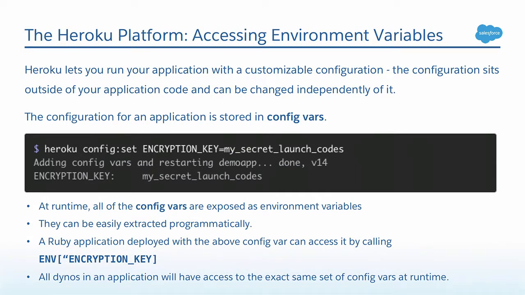So on Heroku, once you have an application deployed, you access your app's environment variables with config vars. An application's configuration is everything that is likely to vary between the environments, including the staging, the production, the development environments, etc. This includes backend services such as databases, credentials, or environment variables that provide some specific information to your application. Heroku lets you run your application with a customized configuration. The configuration sits outside of your application code and can be changed independently of it. The configuration is exposed to a running application via the environment variables.